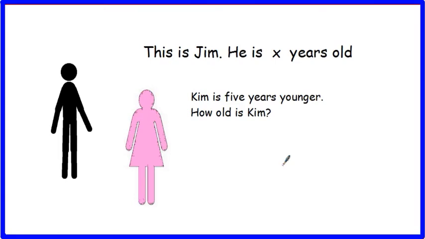How old is Kim? But always go back to Jim. So Jim is X. 5 years younger would be X subtract 5.